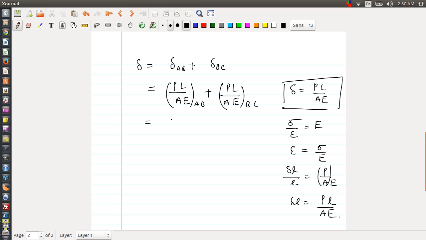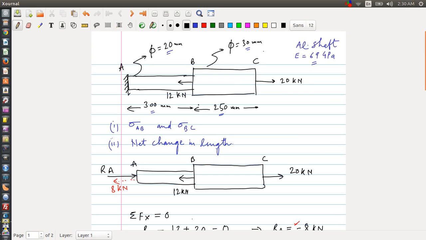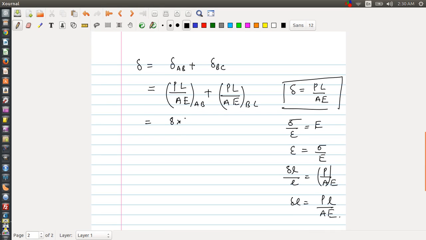So load in the section AB is 8 kilonewtons and the length of the portion is 300 mm for portion AB, and 250 mm for the portion BC. Just put these values: 300 mm, area of cross section is pi by 4, diameter is 20 mm squared, and 69 gigapascals.